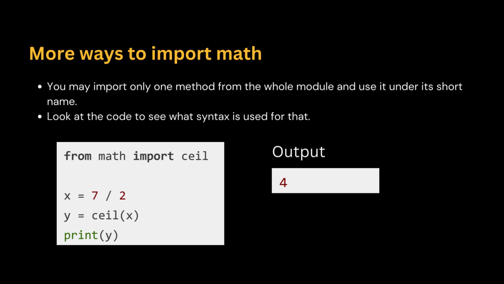In the example you provided, you imported just the ceil function from the math module using from math import ceil. This means you can use ceil directly without prefixing it with math. So, in the code x equals 7 divided by 2, x becomes 3.5. Then, ceil(x) is used to find the smallest integer not less than 3.5, which is 4. Hence, the output of the code is 4. This method of importing can be particularly useful if you only need a specific function or a small subset of functions from a module, as it allows for more concise and readable code.